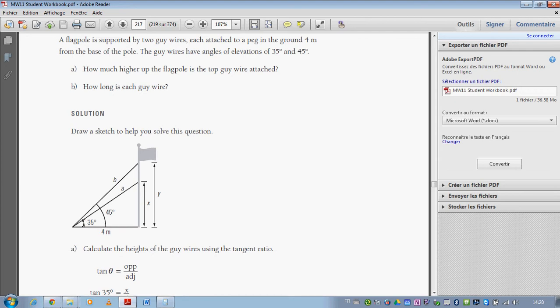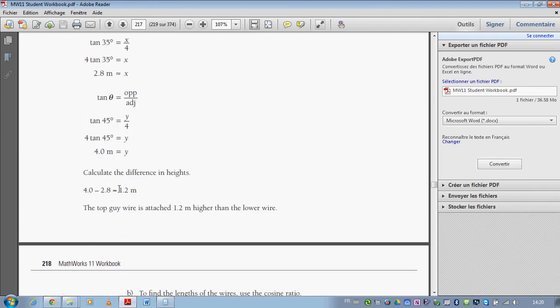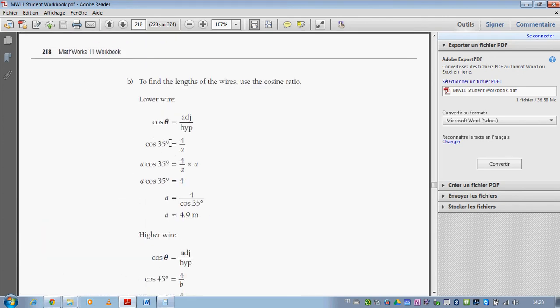So here it's just simply using this angle and your adjacent side to figure out what length A would be. So you are going to be using the cosine ratio, because cosine of 35, or cosine of your angle, is equal to the adjacent divided by the hypotenuse. Therefore, cosine of 35 is equal to 4 meters divided by A.